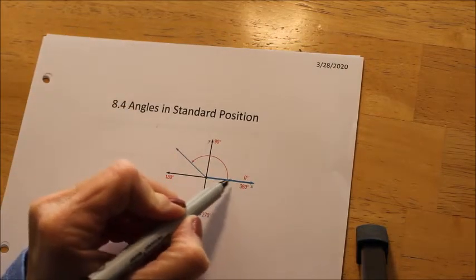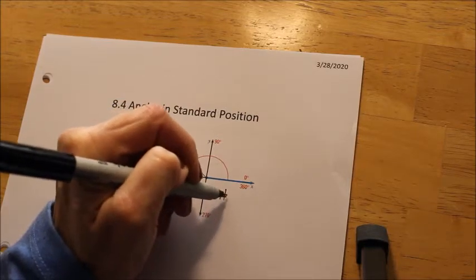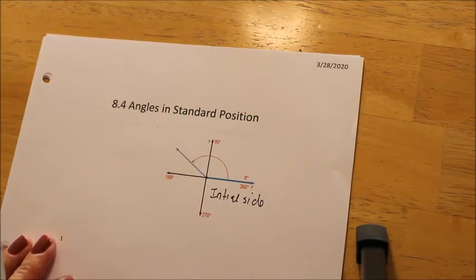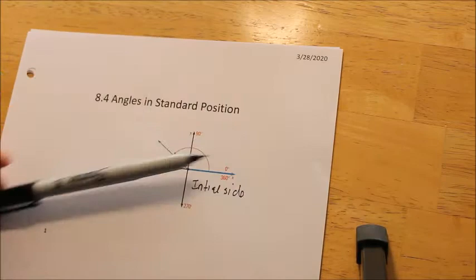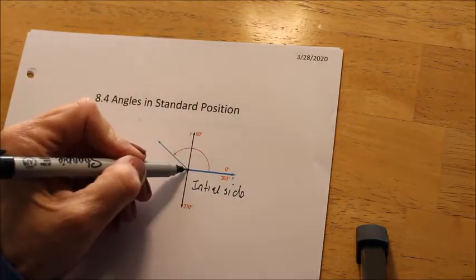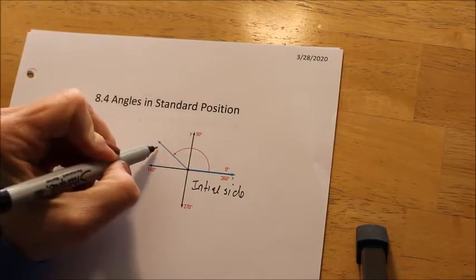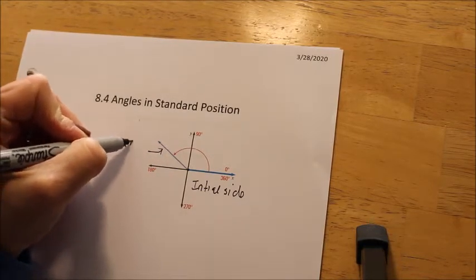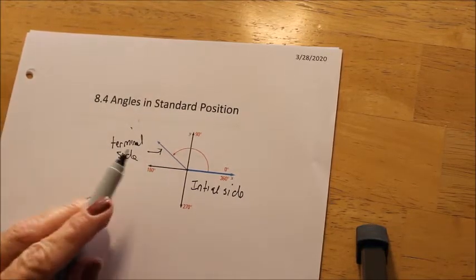This side right here, on this side of the x-axis, that is called the initial side. That does not move. Now, notice that you have the origin, which we know is going to be right here, right? This side right here is called the terminal side. And that is going to rotate.